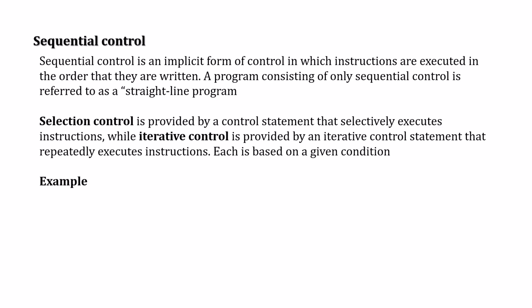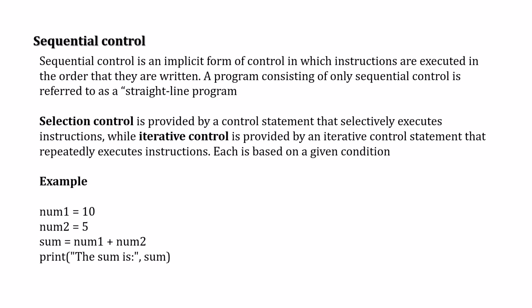Let's see an example for sequential control. Here I have done the sum of two numbers. The first number is with the variable num1 and the second number with the variable num2. Here I am doing a sum by adding both the numbers and I'm printing the value. Here I don't have any conditions or loops. So this is an example for sequential control.